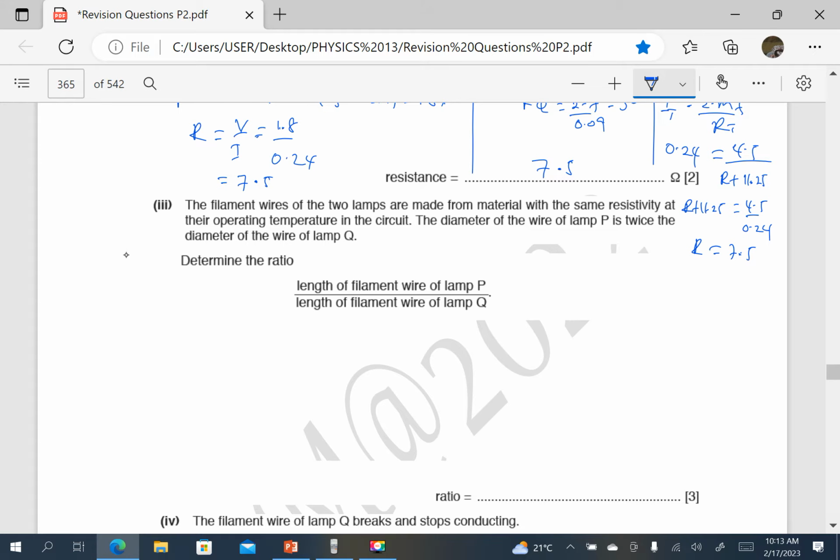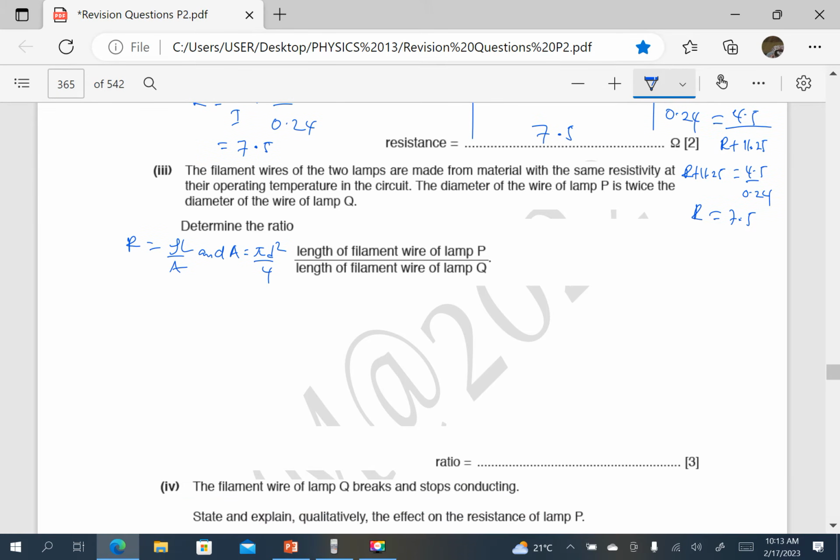So from the formula, resistance is equal to rho L over area, and you remember area is equal to pi d squared over 4. So I'm now going to substitute and make L the subject. So L is going to be resistance times A over resistivity. Because they are from the same material, resistivity is the same. So this is going to be R times pi d squared divided by 4 rho.